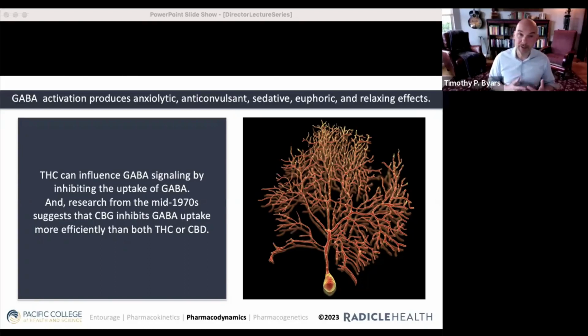There is some very old research from the 70s that also suggests that CBG can inhibit GABA uptake even more effectively than THC. So we talked a lot about how cannabinoids are inhibitory neurotransmitters, and they might be inhibiting the release of both excitatory and inhibitory neurotransmitters. This is another way that cannabinoids can influence GABA signaling, not only through DSI, but also through direct influence.